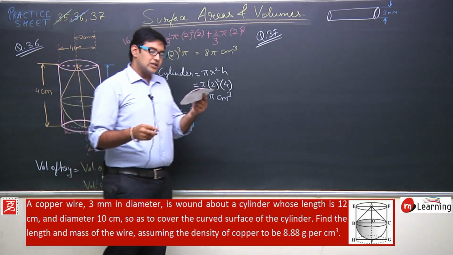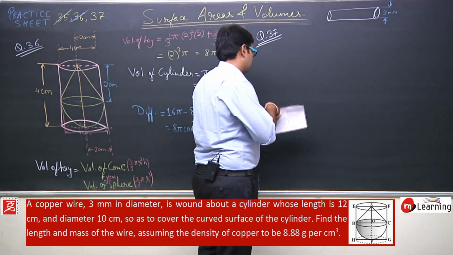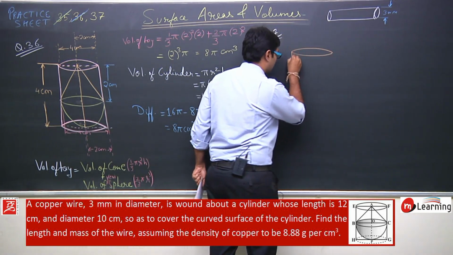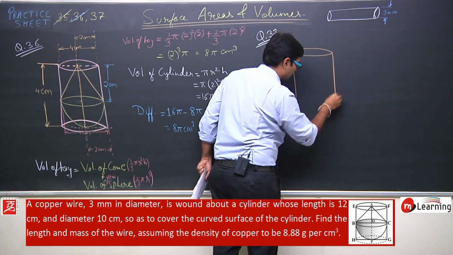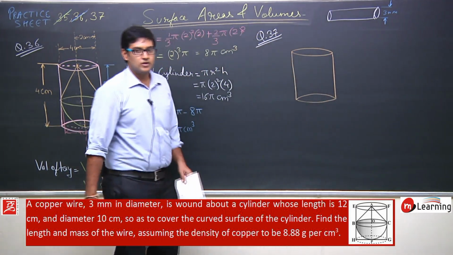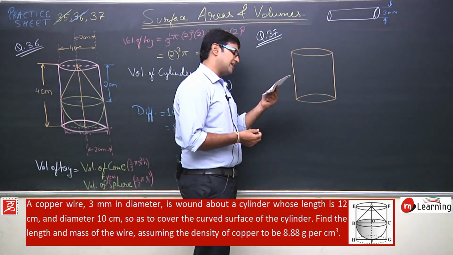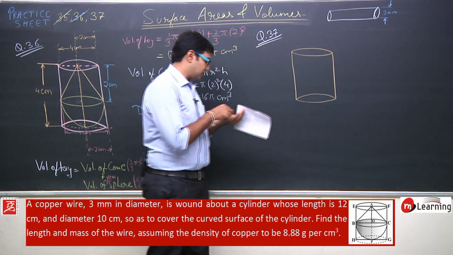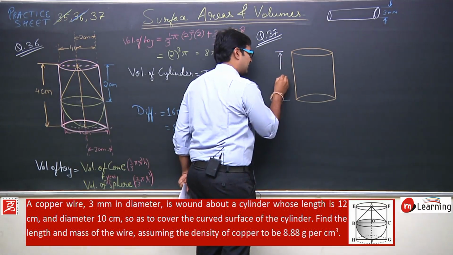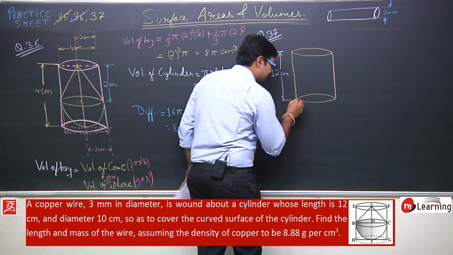Now, this copper wire is wound about a cylinder. So definitely I have a cylinder. So let us draw a cylinder. So this is a cylinder, okay. This copper wire is wound about this cylinder. The length of the cylinder is 12 centimeter and the diameter is 10 centimeters. So the length of the cylinder, if I mark the length, that is the distance between the opposite faces, it is 12 centimeters and the diameter is given as 10 centimeters.